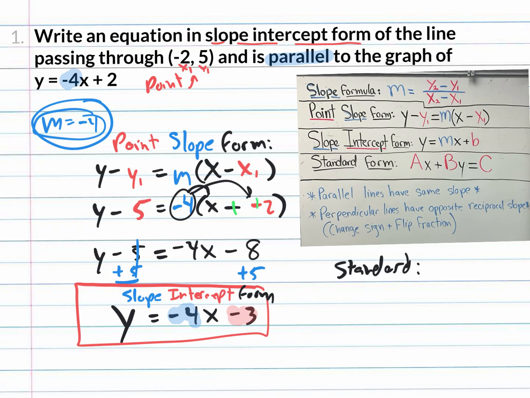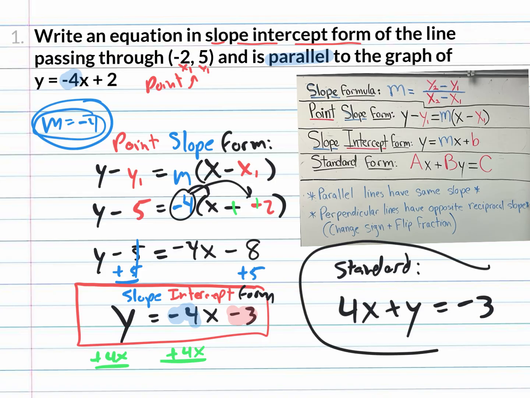In this case, c is -3. So all you have to do is move this -4x over to the other side by doing the opposite. You'd go plus 4x, and you would now have your standard form equation, 4x plus y equals -3. So this would be your standard form, okay?